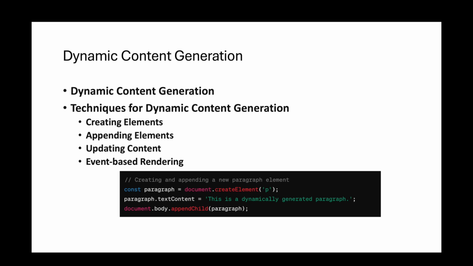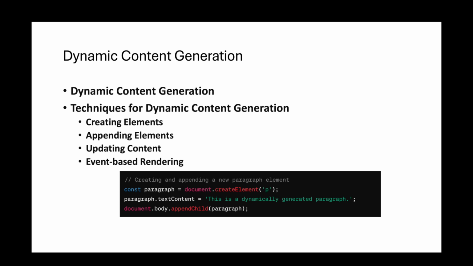Creating elements. Use methods like document.createElement to create new DOM elements dynamically. Appending elements. Use methods like appendChild or insertAdjacent to add newly created elements to the DOM. Updating content. Modify the content of existing elements using properties like textContent or innerHTML. Event-based rendering. Use event listeners to trigger content generation or updates in response to user interactions.